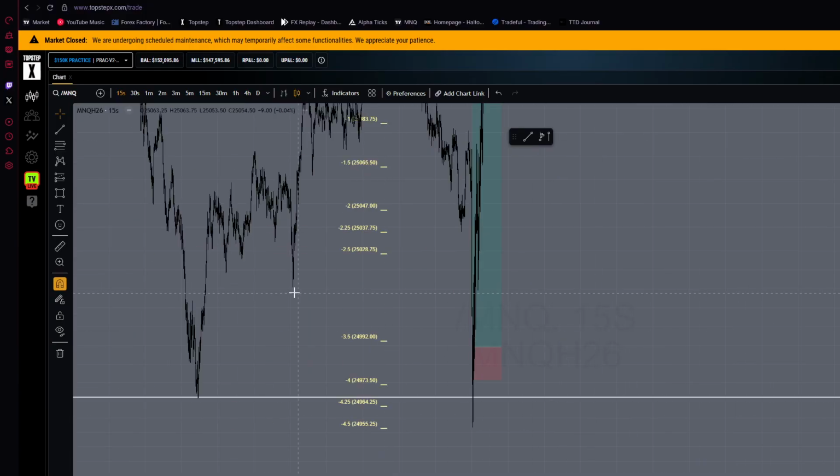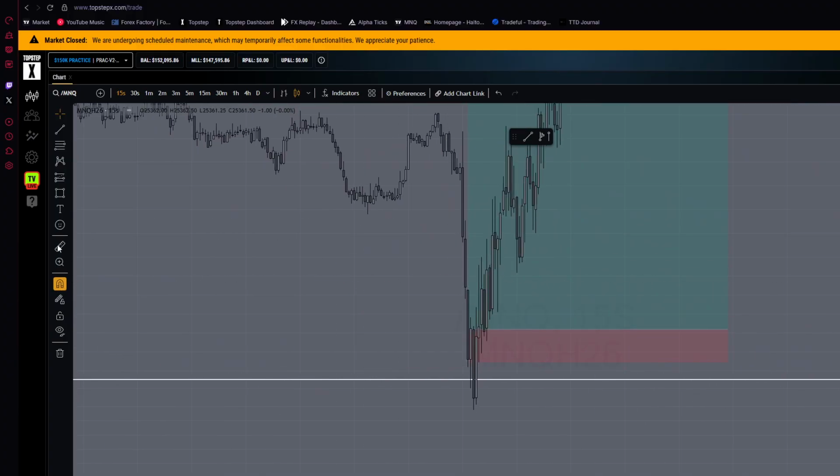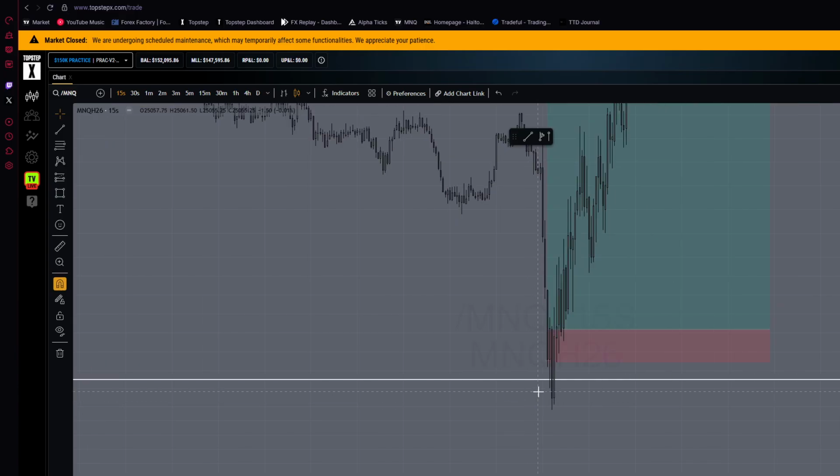Okay. Entry wise, obviously we have this turtle soup and standard deviation, but then my actual entry was on the 15-second. I didn't want to just enter off the turtle soup because I didn't want to run a 20-point stop or 30-point stop off the turtle soup. Crazy. Even though I'm on a practice account, I will not be running that because I'm not trying to size down to 2 micros for something like that, or 3.